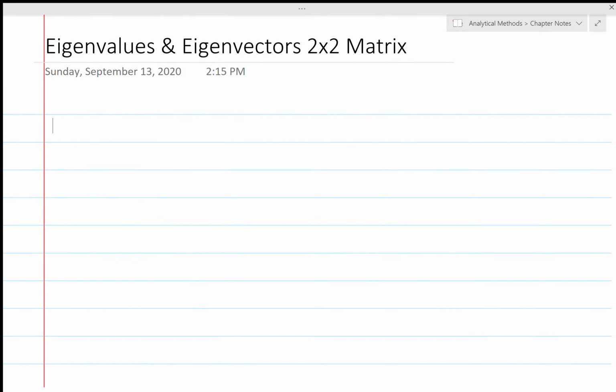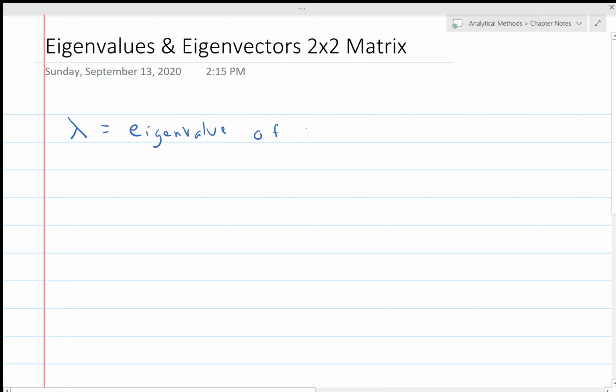Okay, so we're starting a new school year here, and I just want to jump into eigenvalues and eigenvectors. We're going to start easy in this video with 2 by 2 matrices. So first off, what is an eigenvalue? Eigenvalues are shown with the variable lambda, which is pretty much an upside down y. So lambda here is an eigenvalue.